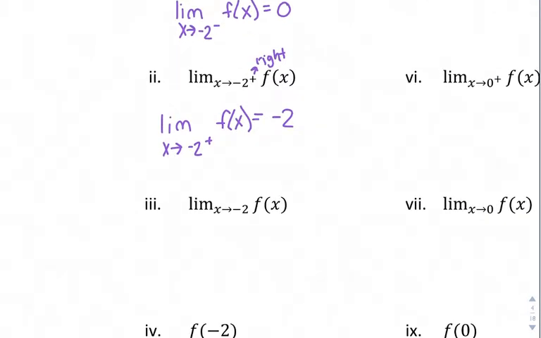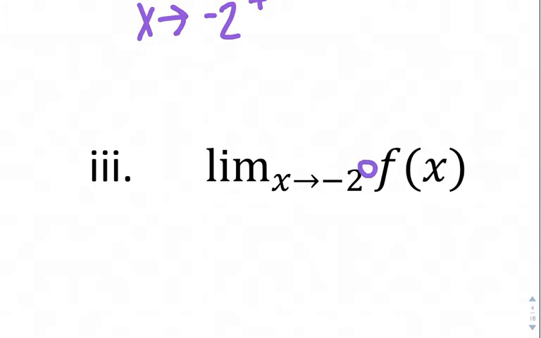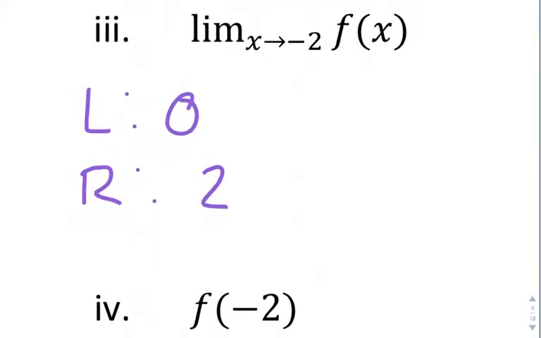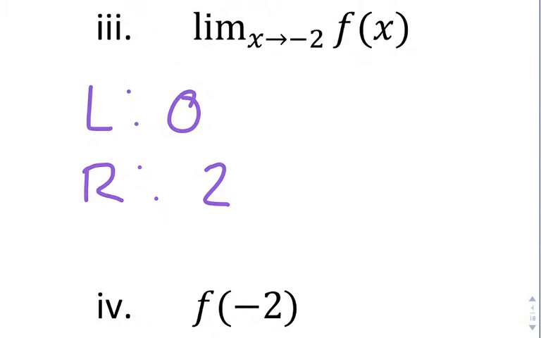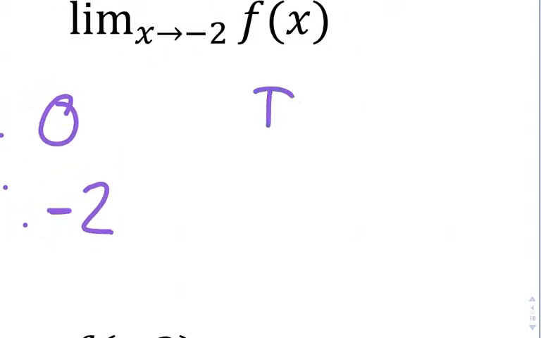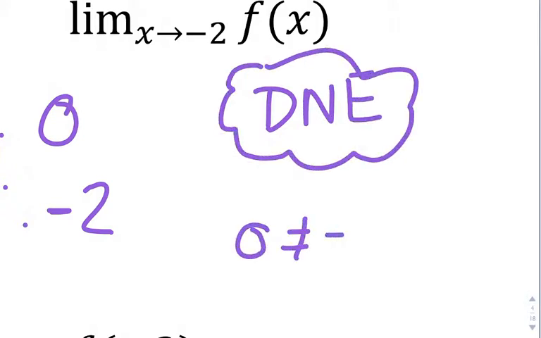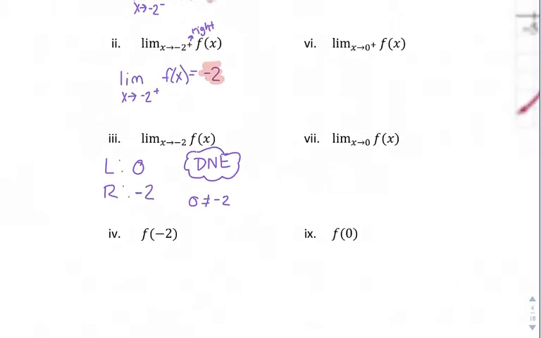Now the next one doesn't have a plus or minus sign in your exponent, so it just means overall. So what we're going to do is we're going to compare our left hand and our right hand limit. So our left hand limit was in part 1, we got 0 there. Our right hand limit was part 2, and we got -2. So notice how those two values are not the same number. Therefore, we say the limit does not exist, since 0 does not equal -2. Now, if they were equal, then that's when the limit would exist.